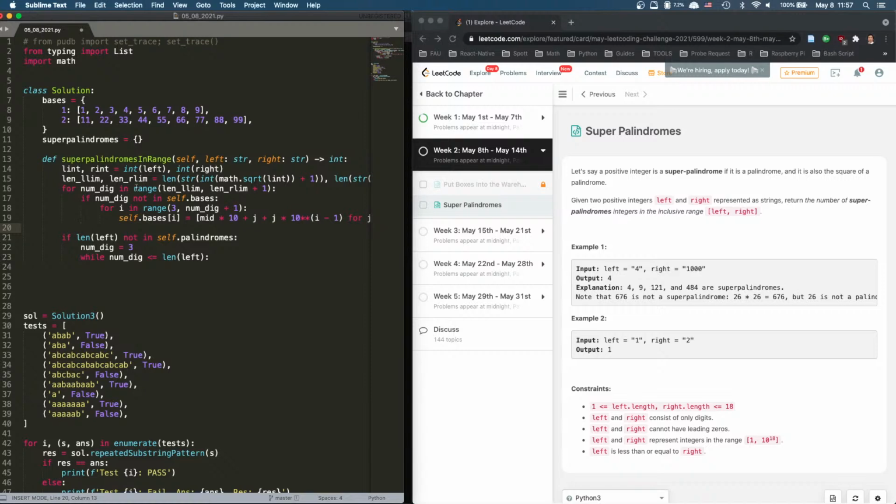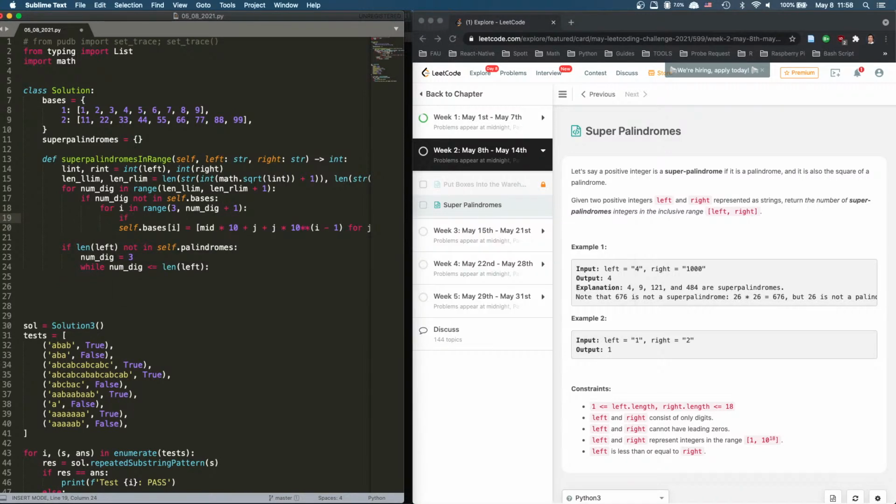So num digit not in self.this. Then from 3, oh, I have to do one more. Let's say if I not in self.basis, then we do this. All right, so we skip the one that we've done already. So just do the one that we haven't done. So basically, we just sweep it. Right, we sweep it.